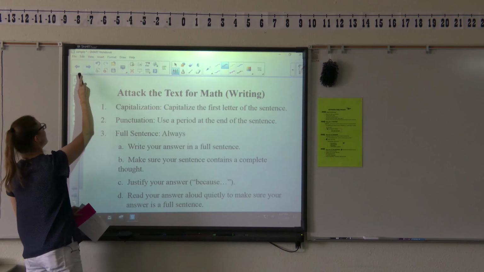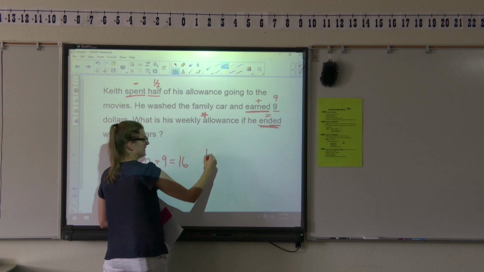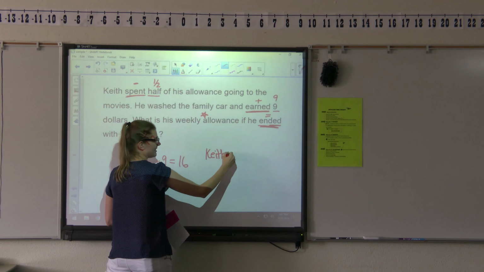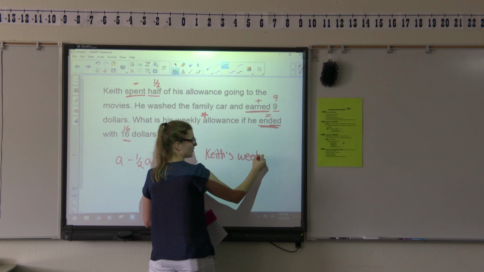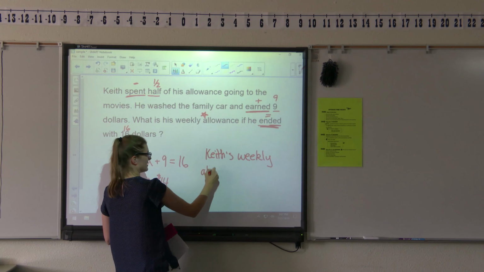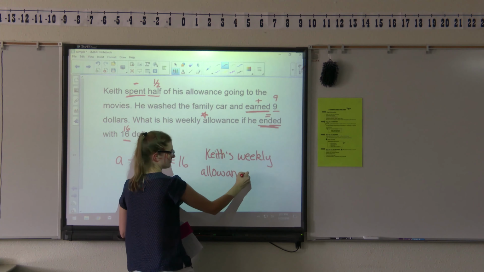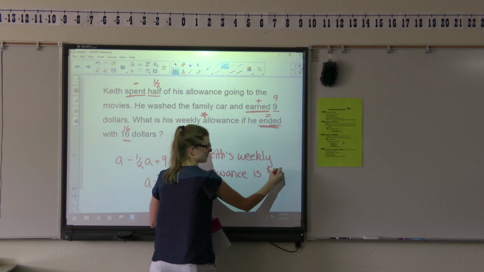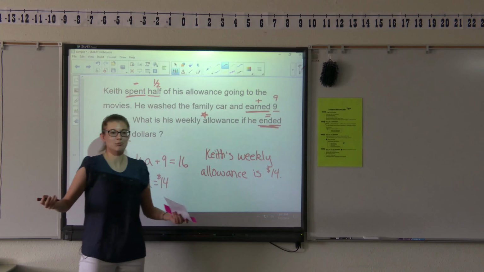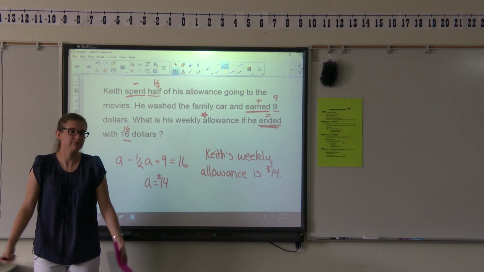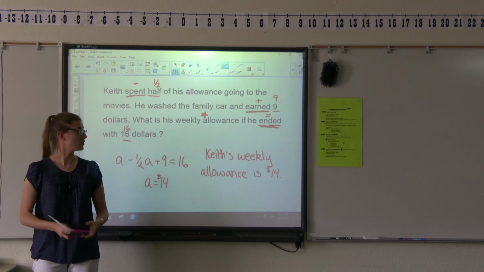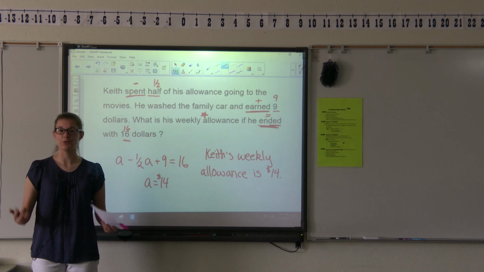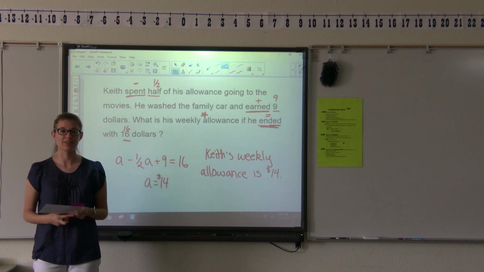So this would then maybe turn into Keith's, capital letter, weekly allowance is $14, and in this problem there is no need to justify. So that's how we adjusted this for math. Hopefully that helps see how you can take the same ideas and use it for your own content.